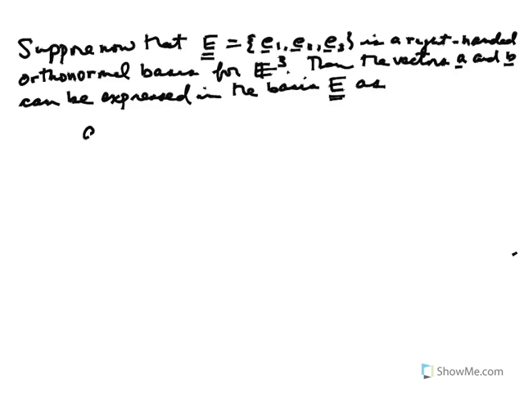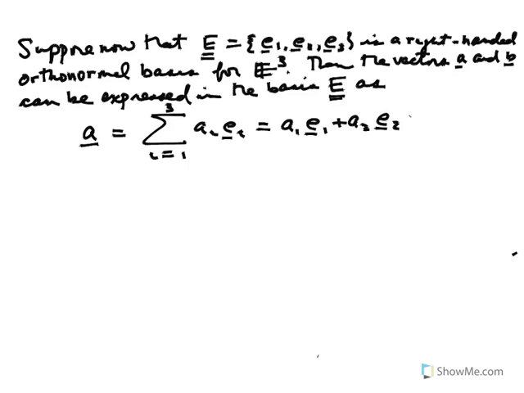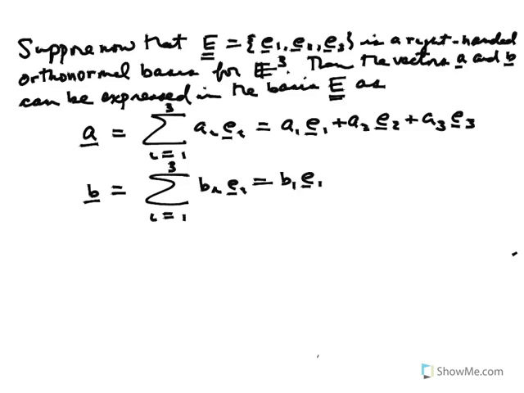as A is equal to the summation from I equals 1 to 3 of AI EI, which is also equal to A1 E1 plus A2 E2 plus A3 E3. And B can be written the same way as the summation from I equals 1 to 3 of BI EI, which is equal to B1 E1 plus B2 E2 plus B3 E3. So now, given that, let's compute the tensor product between A and B.